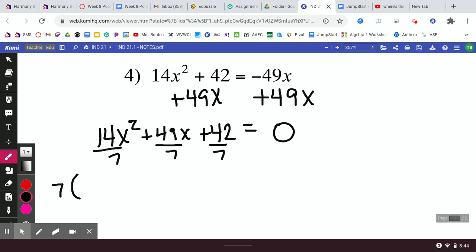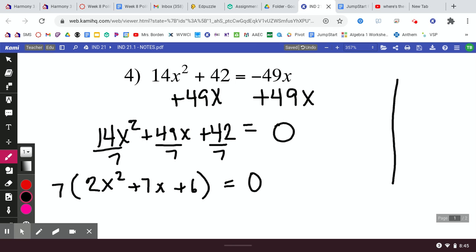And when I factor a 7 out, 14 divided by 7 is 2. My x's don't change, so it's still x squared. 49 divided by 7 is positive 7x, and 42 divided by 7 is positive 6. Now, I'm going to ignore that 7 right now, okay? I don't need it. But now I'm set equal to 0. I factored out the greatest common factor, and now my factor sum table doesn't seem so huge because 2 times 6 is 12, and 7 is my center number. Those are way better than what you would have got if you would have multiplied 14 times 42, right? I would much rather deal with this.